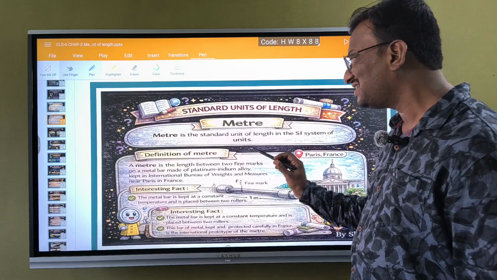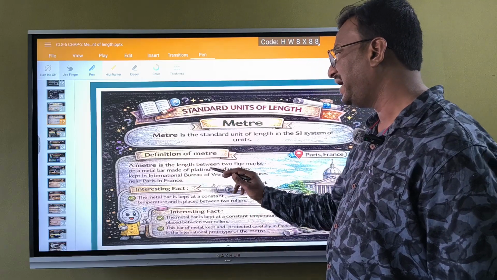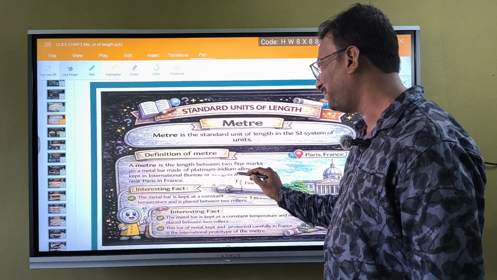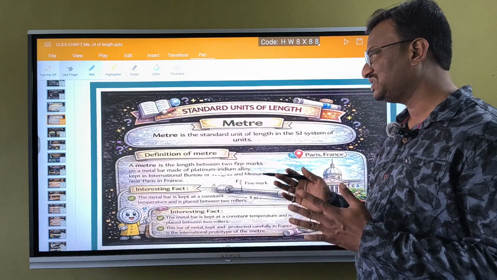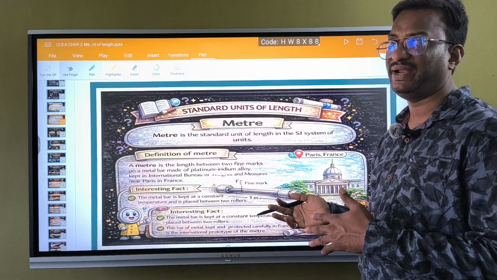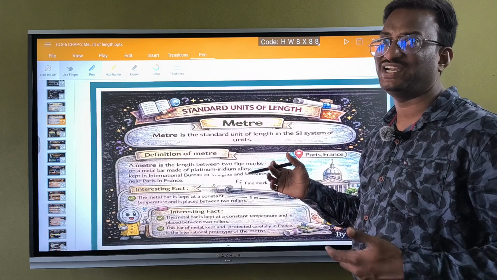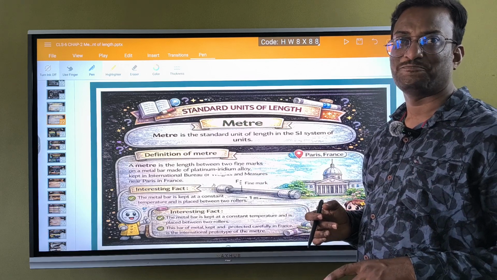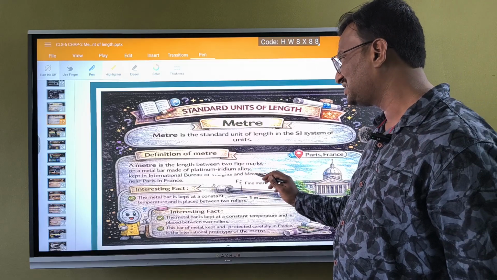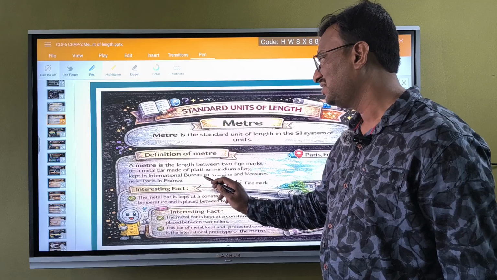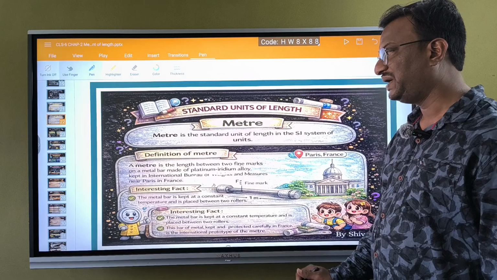A meter is the length between two fine marks on a metal bar made of platinum and iridium alloy. Platinum is a metal, an element. Iridium is also a metal, also an element. The combination of both gets an alloy. In the first chapter of our chemistry we have studied what alloys are. So the alloy is kept in the International Bureau of Weights and Measures near Paris in France. That is the actual definition of meter.